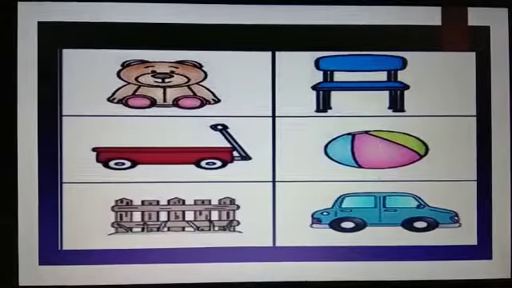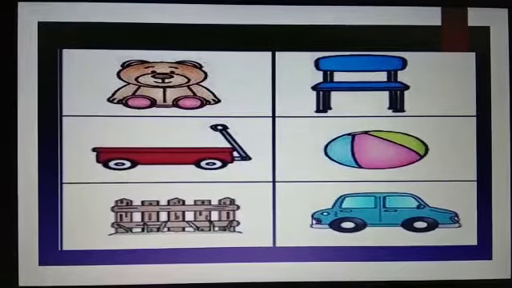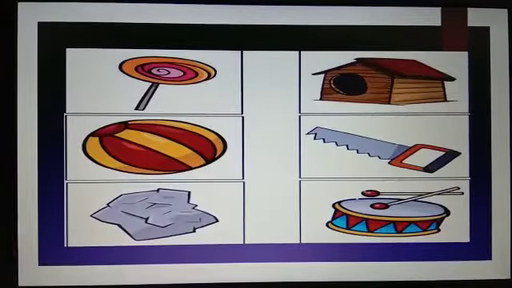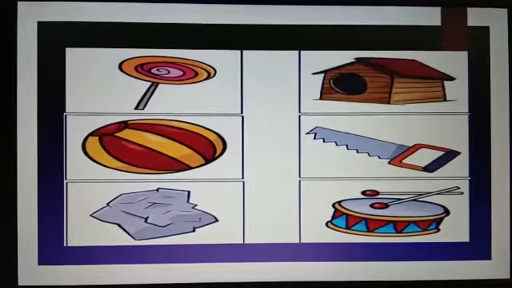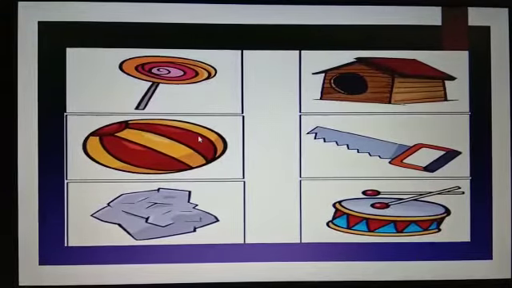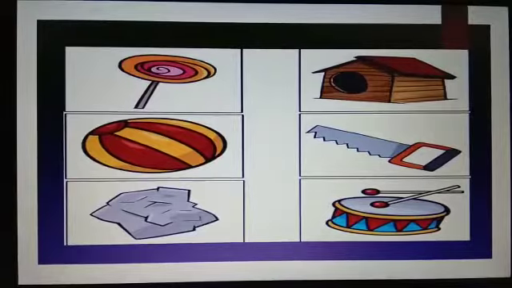Here you can see all the examples of non-living things: ball, chair, car, etc. In the same way, these are the things which are again examples of non-living things. For example, lollipop, ball, paper, etc. So students, I hope living things and non-living things are now clear to you.